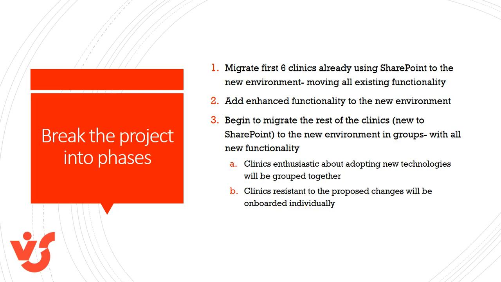Health for You has decided to break this project into phases. First, they will migrate the 6 clinics already using SharePoint to the new environment. They will move all existing functionality in this phase. Second, Health for You will add enhanced functionality to their new Office 365 environment. Next, they will focus on migrating the rest of the clinics to SharePoint in groups. These new additions will have all the new functionalities previously built and launched for the first 6 clinics. During this phase, clinics enthusiastic about adopting new technologies will be grouped together, while clinics resistant to the proposed changes will be onboarded individually.